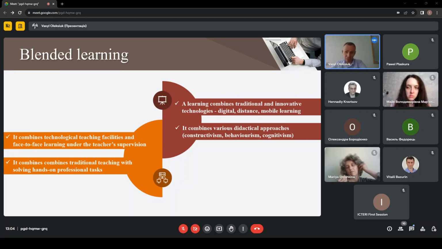The main interpretations of the concept are as follows: a learning process which combines traditional and innovative technologies, electronic, distance, mobile learning, and others. Mixed learning combines various pedagogical approaches, for example, constructivism, behaviorism, cognitivism to achieve an optimal effect. Mixed learning combines technologies, teaching facilities, and face-to-face learning under the teacher's supervision. Mixed learning combines traditional teaching with solving hands-on professional tasks.